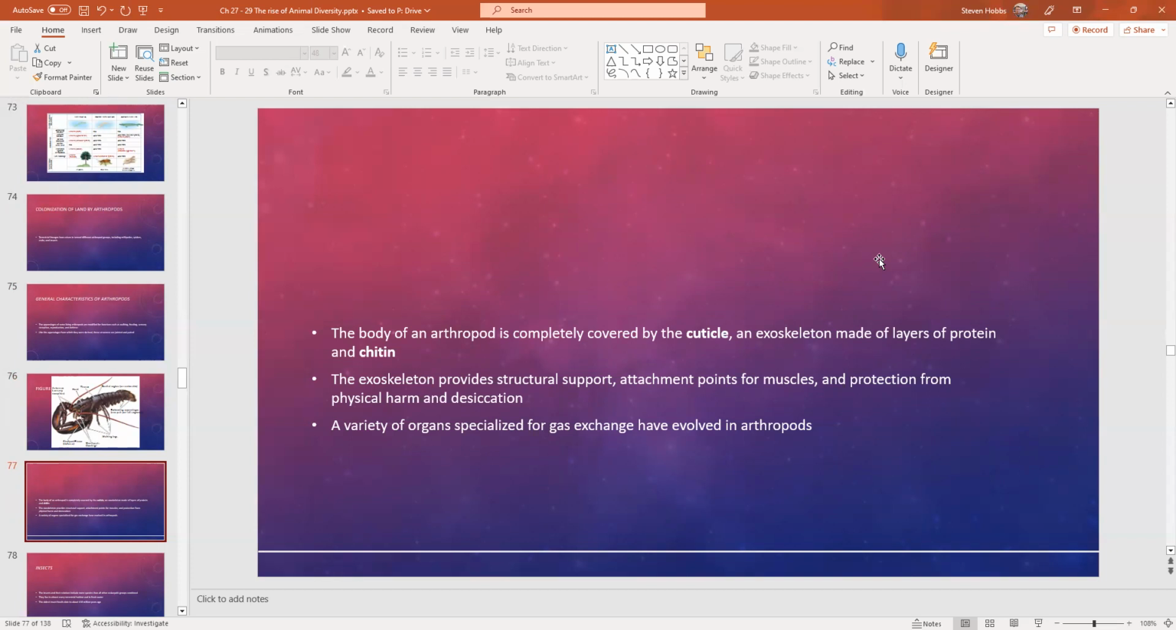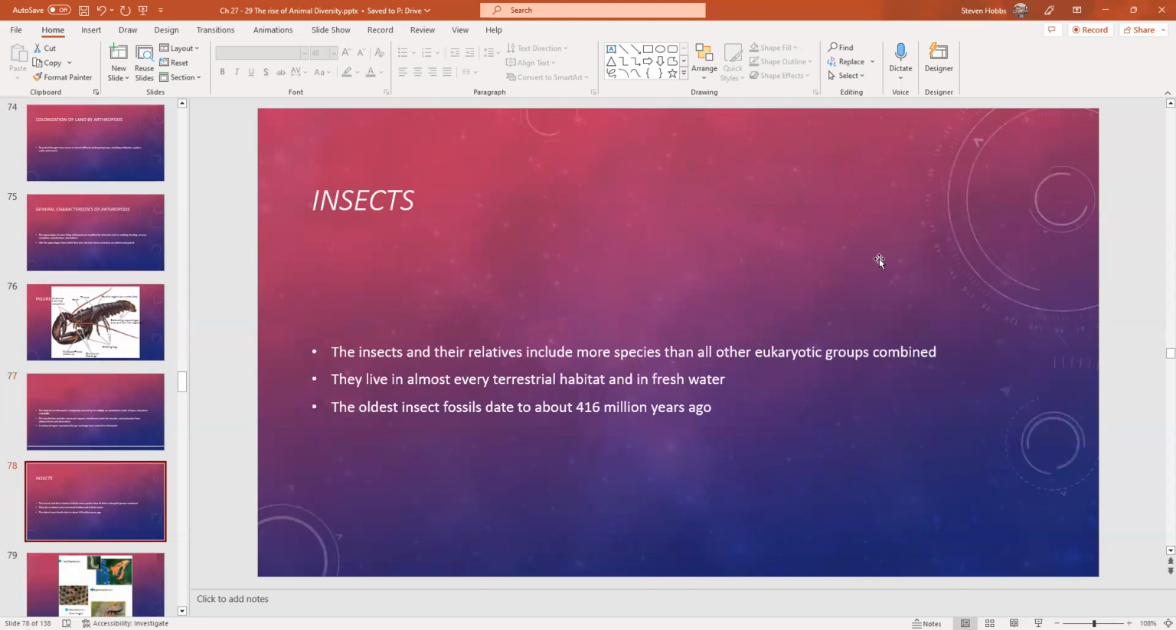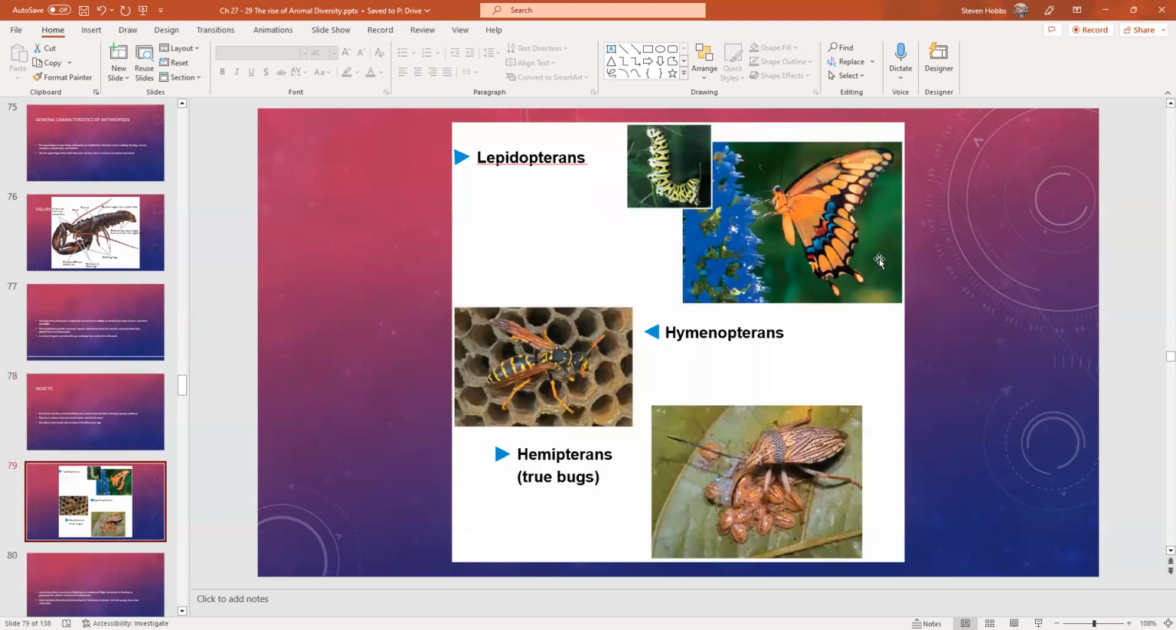So a variety of organs have now been specialized for gas exchange. For example, insects. If you've ever watched something like a grasshopper, its abdomen will kind of compress and then expand and compress and then expand. That allows for gas exchange, oxygen in, CO2 out. Now, insects live in almost every terrestrial habitat and in fresh water, so they can live in marine, land, fresh water, and they can survive in the air as well for those that can fly. The oldest insect fossils date to about 416 million years ago.